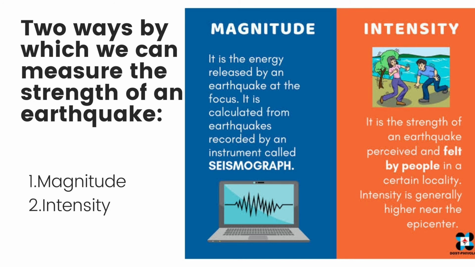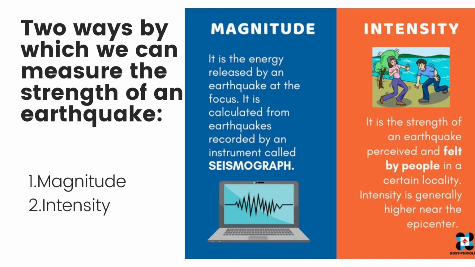There are two ways by which we can measure the strength of an earthquake. First, the magnitude, and second, the intensity. Magnitude is the energy released by an earthquake at the focus. It is calculated from earthquakes recorded by an instrument called a seismograph. So we can measure the magnitude with this kind of instrument, the seismograph. This is the strength of the earthquake. So this is the magnitude.